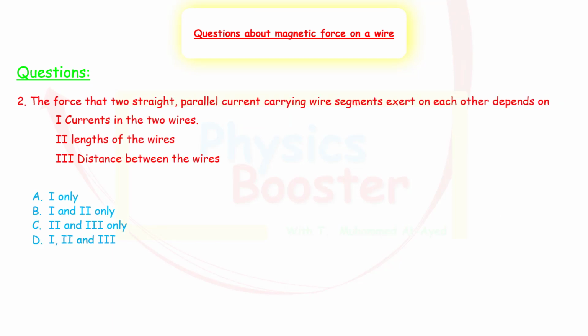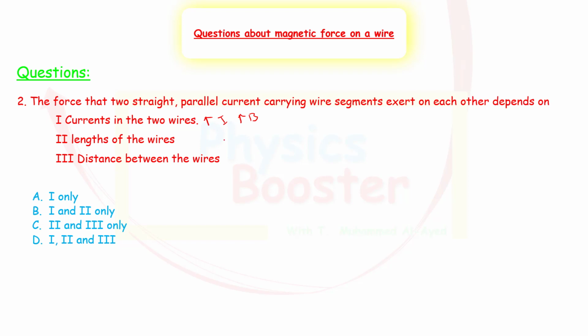The force that two straight parallel current carrying wire segments exert on each other depends on the following. Number one, currents in the two wires. Number two, length of the wires. Number three, the distance between the wires. So I think that it's clear that the answer is D. Why is that? Because the current affects the magnetic field. Higher current means higher magnetic field. So higher magnetic field will increase the force acting on these wires.